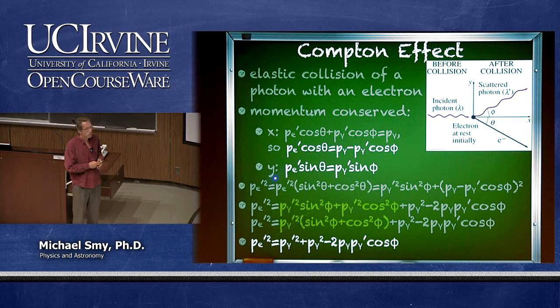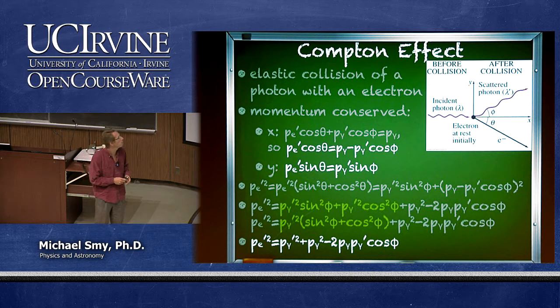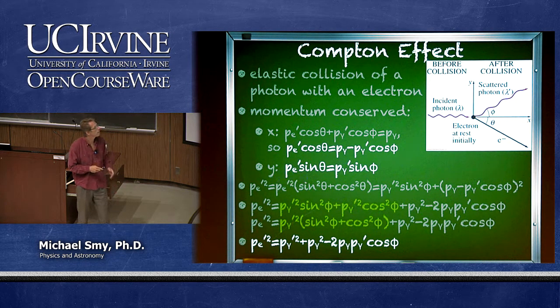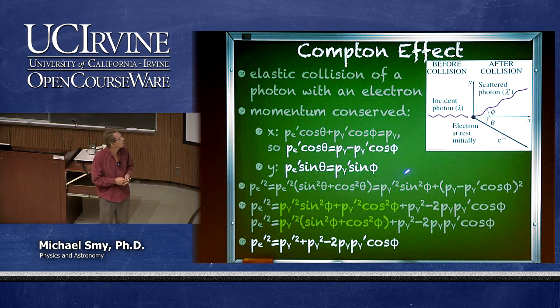Then we look at the y component, and there was no y component before the collision, so there should be no y component after the collision. So that means that Pe prime times the sine of theta, which is the electron y component, must be equal and opposite to the y component of the scattered photon, which is P gamma prime sine phi.